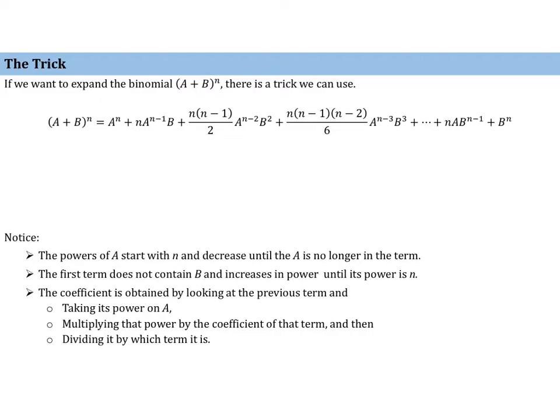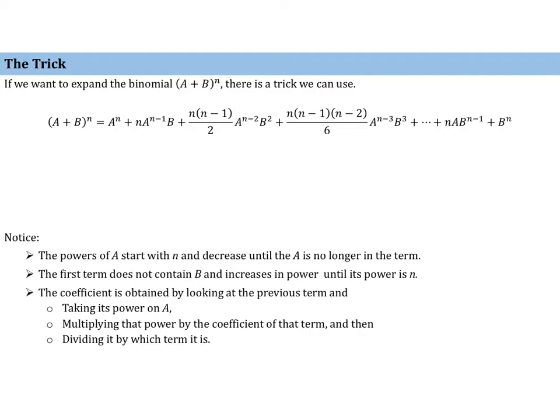B does exactly the opposite. There is no b in the first term, but then in the second term, we have b to the first, and then b to the second, all the way down till b is raised to that nth power. So then the difficulty comes in, how do you obtain the coefficient? So this n times n minus 1 times n minus 2 over 6, why is that the coefficient of a to the n minus 3, b to the third? Well, the explanation of why that is not something that we're going to do. All we care about in this video is finding it.